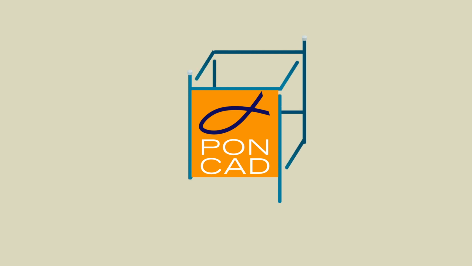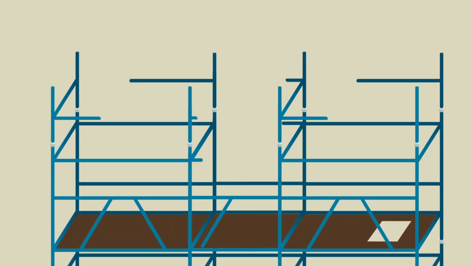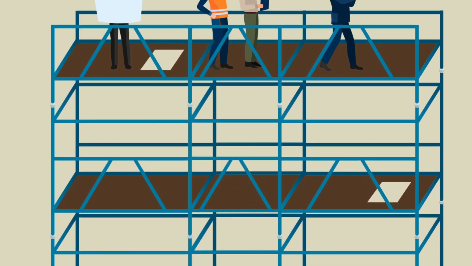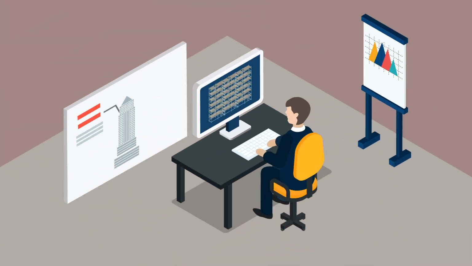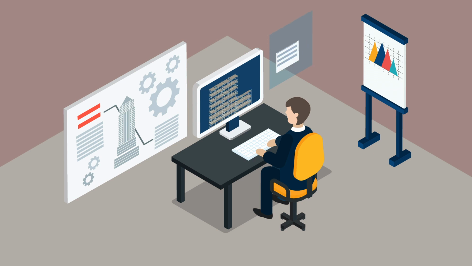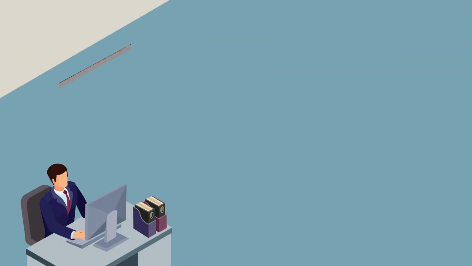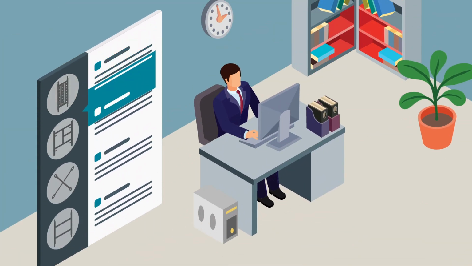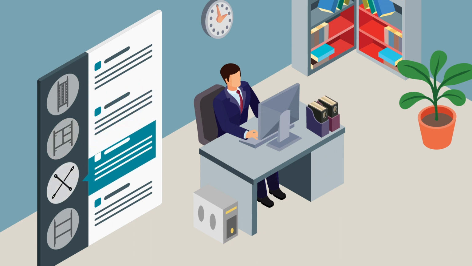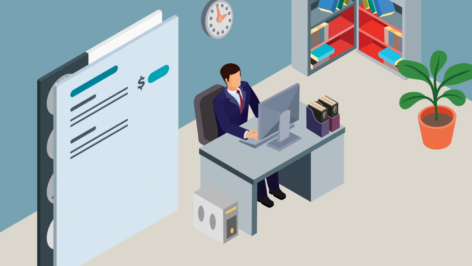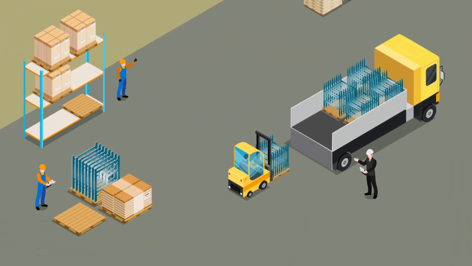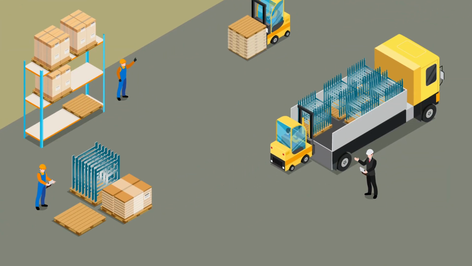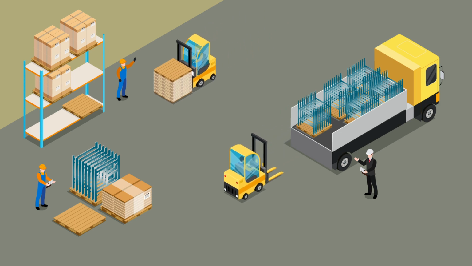PON CAD is a scaffolding design software developed for renters, designers, and builders. If you are a designer, you can make quick drawings and structural verification. If you are a seller, you can quantify the material list and create a precise quote to make an accurate offer. If you are in charge of logistics, PON CAD helps you eliminate loading and transport errors.